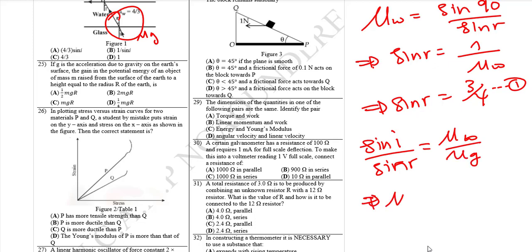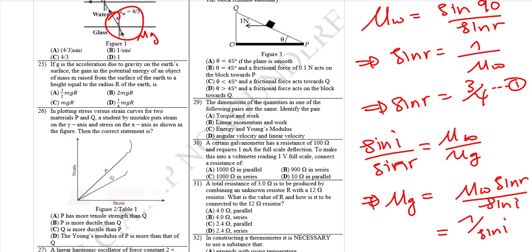Now it means that of glass will be equal to, what do we have? We have that of glass will be equal to mu water times sine R divided by sine I. Okay, so there was mu water. Mu water is equal to 4/3 and sine R is 3/4. So we are going to have mu glass to be 1 divided by sine I. So the correct option will be option B, 1 on sine I. Next question.